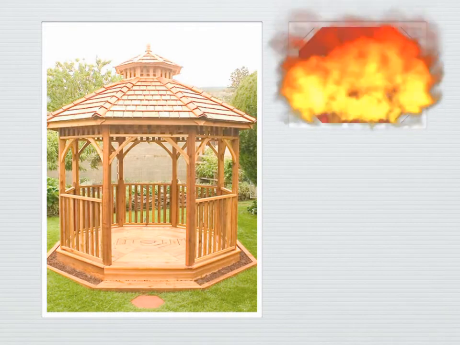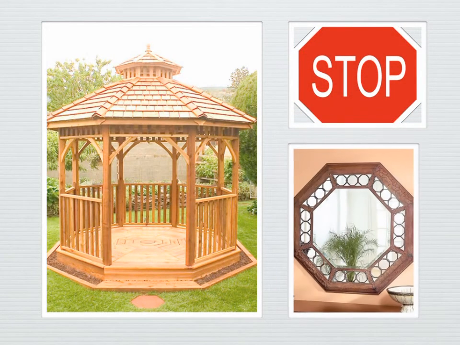Examples of an octagon are a gazebo, a stop sign, and this window that we randomly found on the internet.